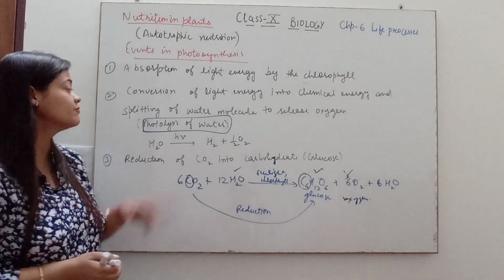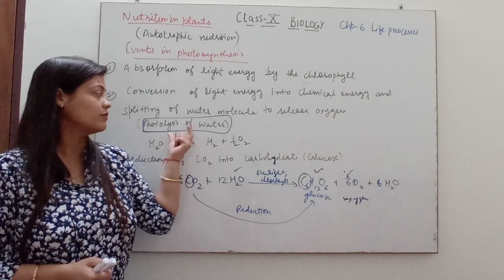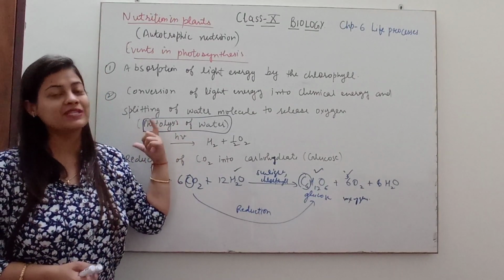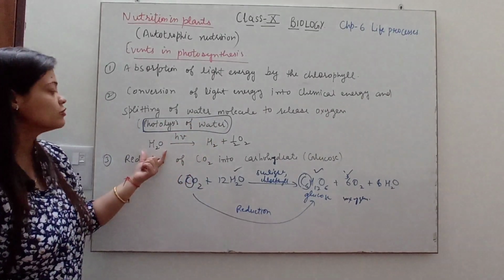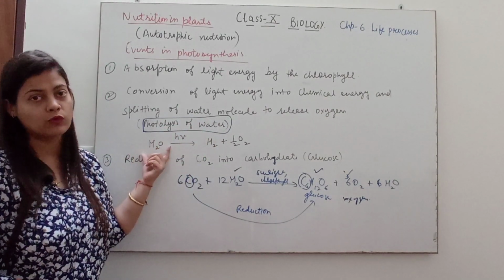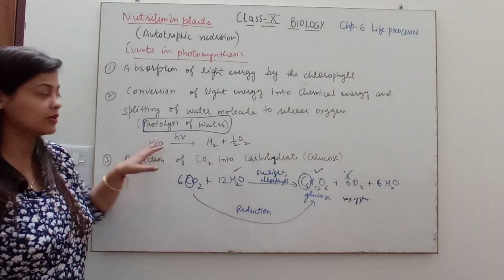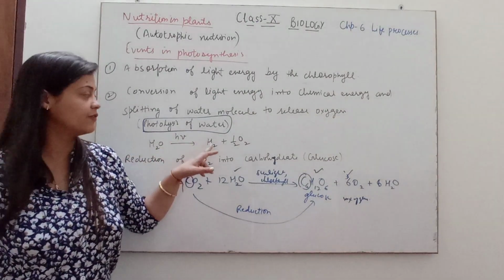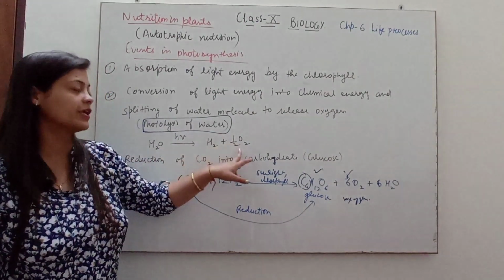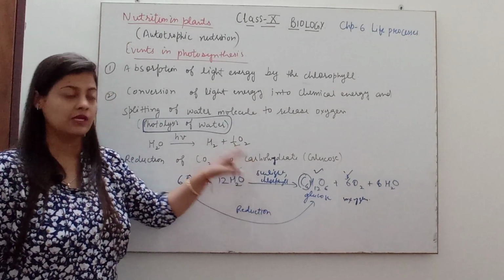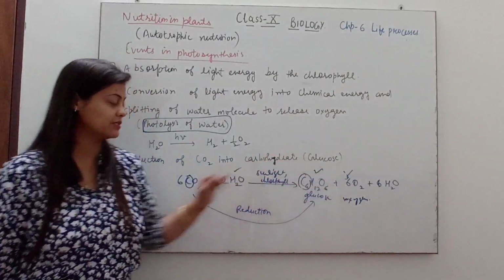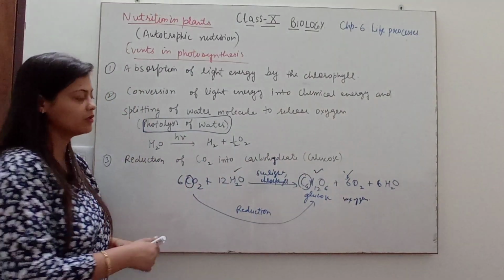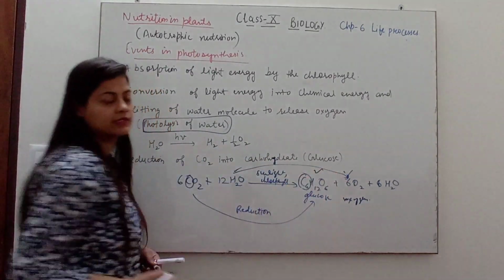Why do we use the term photolysis? Because lysis means breakdown and photo means in the presence of light. So water is breaking down in the presence of light. This is the actual reaction: 1 molecule of water in the presence of light will form 1 molecule of hydrogen and half a molecule of oxygen. This is a very important point, that the oxygen released during photosynthesis is actually coming from water, not from carbon dioxide. Clear?